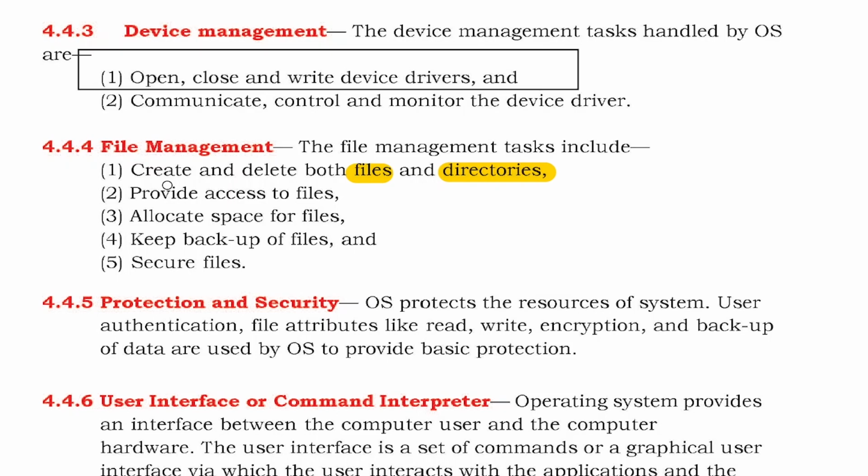Keep backup of files and secure files. So these are the functions of the operating system as file management: creating and deleting both files and directories, providing access to the files, allocating space for files, and keeping backup of files. In case anything happens to the computer, whenever you reinstall, you can get back from the backup all the files you had before the system crash. That is the job of the operating system, and also securing files: making sure your files are kept secure. So that's about the functions of the operating system as file management.